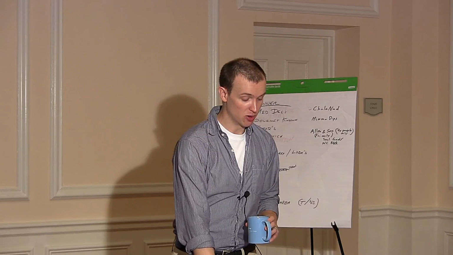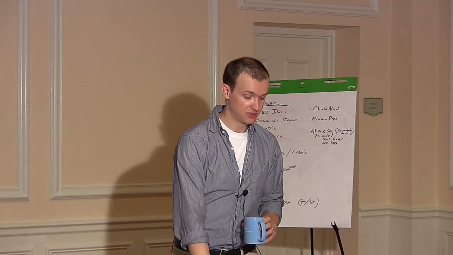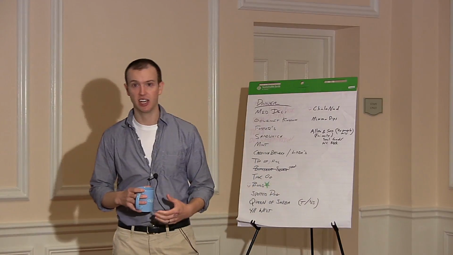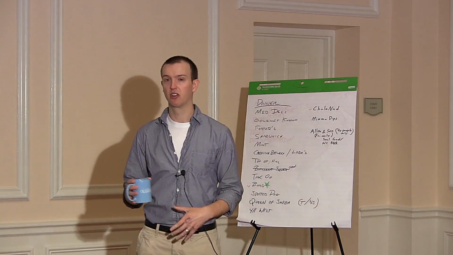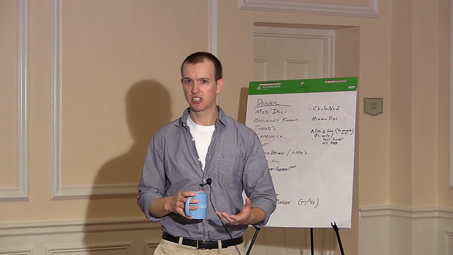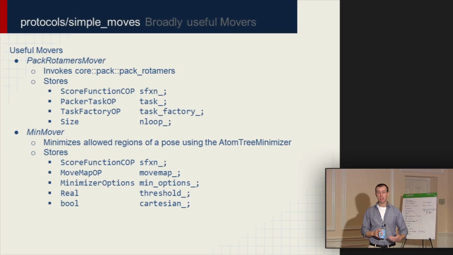So the pack rotamers mover. Basically this is a mover that gets ready for a call to pack rotamers. When you create it, you're saying, in the future, I'd like to call pack rotamers, and then when you apply it, it calls pack rotamers. Since the apply function for movers, the interface is set by the mover base class, you get a pose. That means if you need additional arguments for a particular piece of behavior, that has to be initialized ahead of time.